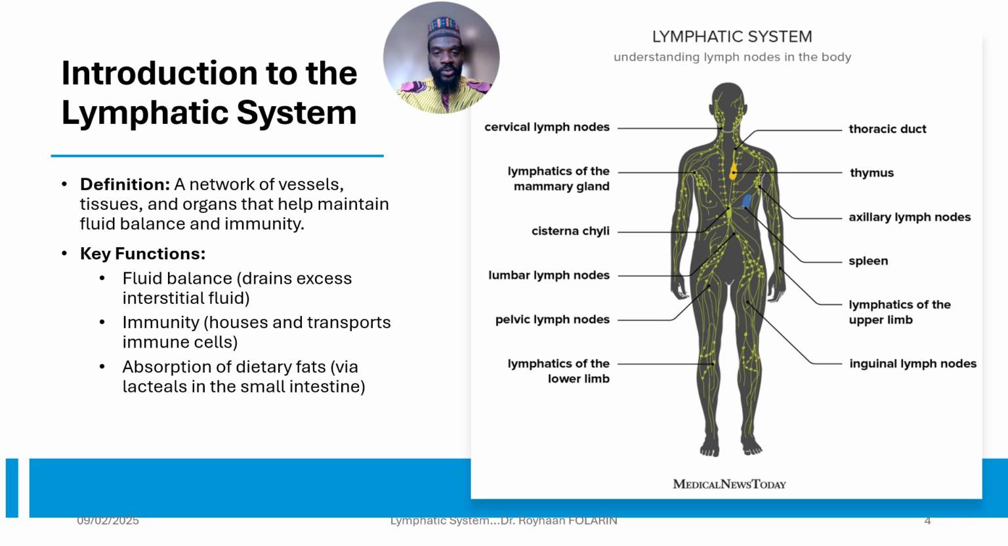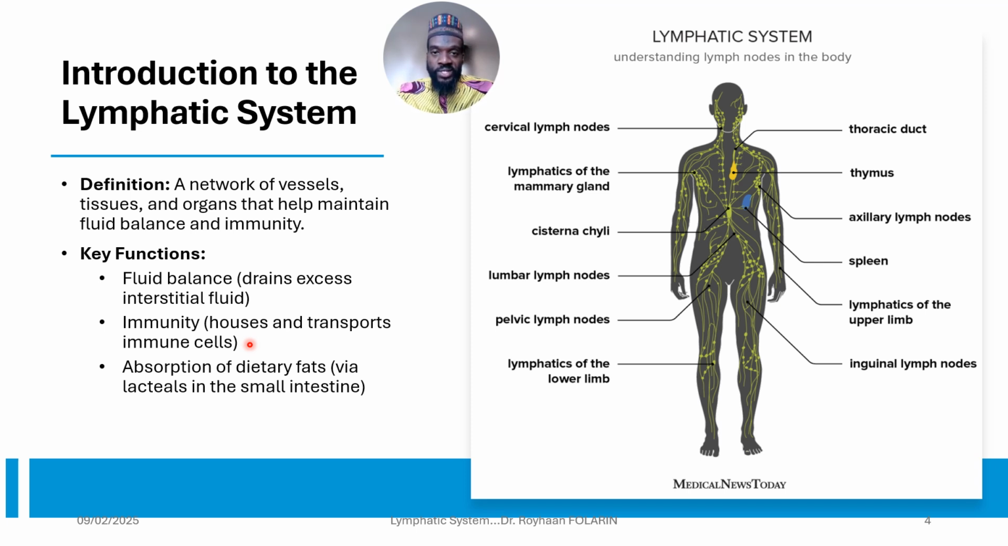So to dive in deeper, by way of introduction, the lymphatic system refers to a network of vessels, tissues, and organs that help to maintain the fluid balance and immunity. The system really plays a crucial role in maintaining homeostasis, which is through fluid balance, and it functions as a drainage system, ensuring that excess fluid from the tissues return back to circulation. It additionally is an integral member of the immune system, in that it houses immune cells that fight infections.